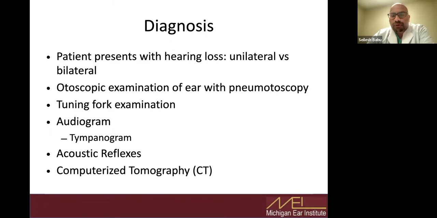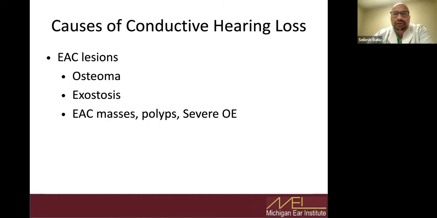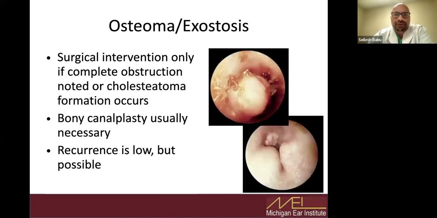And then imaging can be part of the workup as well. And many times these patients will already have had a CT, or we will recommend getting a CT to further evaluate their conductive hearing loss. If we start from the outside in and just look at generic causes of conductive hearing loss, look at external ear canal lesions: osteomas, exostoses, masses of the ear canal, polyps, otitis externa. Anything that, of course, blocks the transmission of sound from the ear canal can cause a conductive hearing loss.